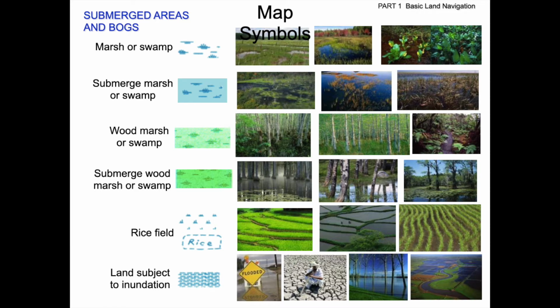Submerged areas and bogs. This is the fun stuff. The stuff that slows you down. So we got the terrifying marsh or swamp. Not only is it slow and wet and gross, but it also has the wonderful animals of which I'm terrified. You've got submerged marsh or swamp. Okay, shade different. Wood marsh or swamp. Submerged wood marsh or swamp.